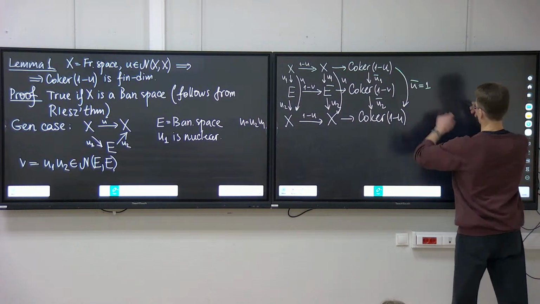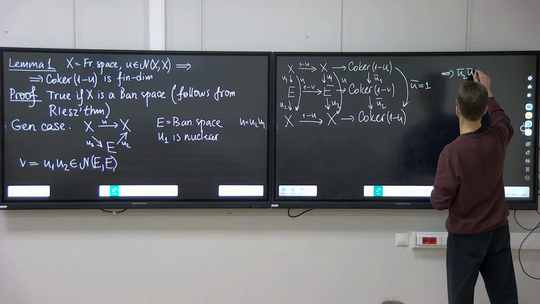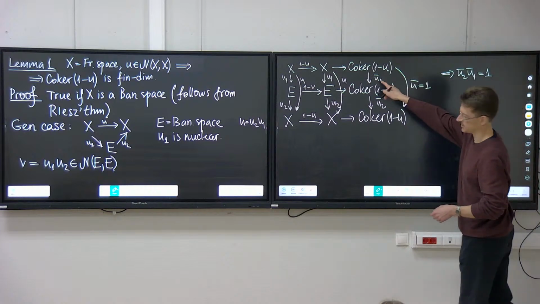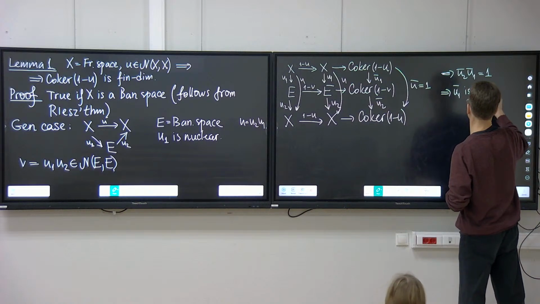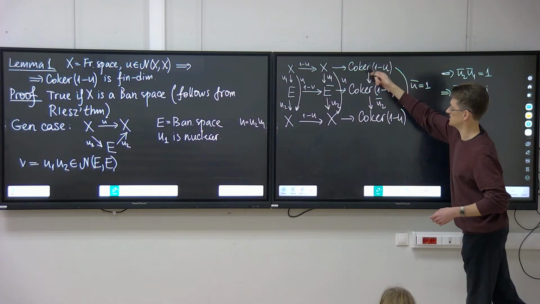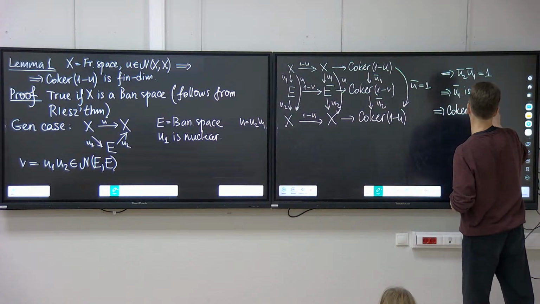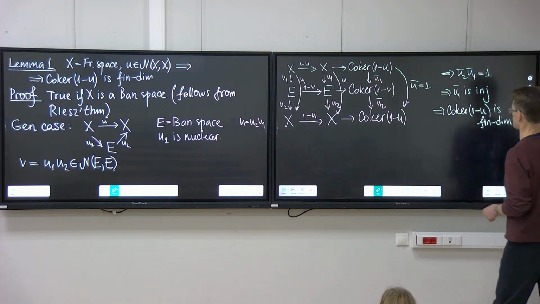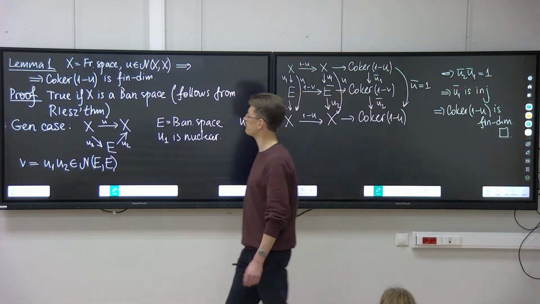So we see that U2 bar composed with U1 bar is the identity map. In particular, U1 bar is injective. But we already know that this space is finite dimensional, and so this one is also finite dimensional. And this completes the proof of lemma 1.